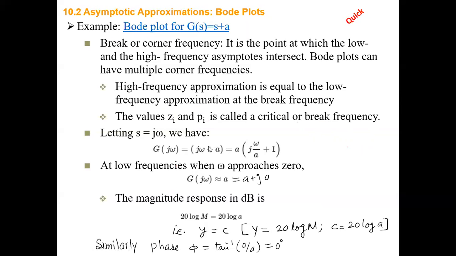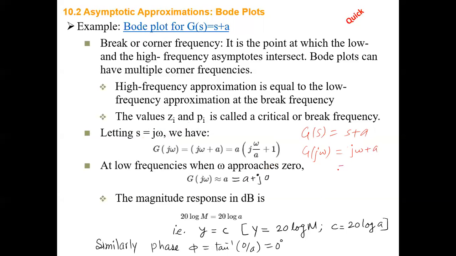Alright. Okay. So I made a mistake here. It should be s plus a, right? So s plus a. That's why it should be j omega plus a. So this is a typo. So s equals j omega plus a. Please do that. Now I have to change, since my G(s), that's what I meant, G(s) equals s plus a, my G(j omega), which is the frequency response function, will be j omega plus a.